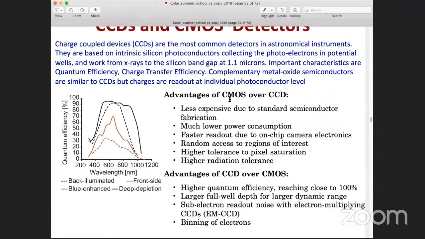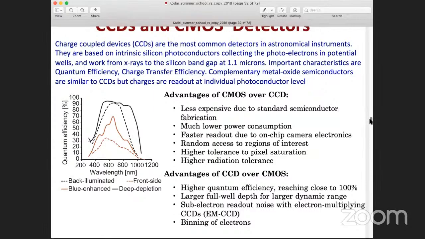What are the ways CMOS is much better than CCD? It is less expensive, since it uses standard semiconductor fabrication, has much lower power consumption, faster readout, on-chip camera electronics, random access region of interest, higher tolerance to fixed acceleration, and higher radiation tolerance.